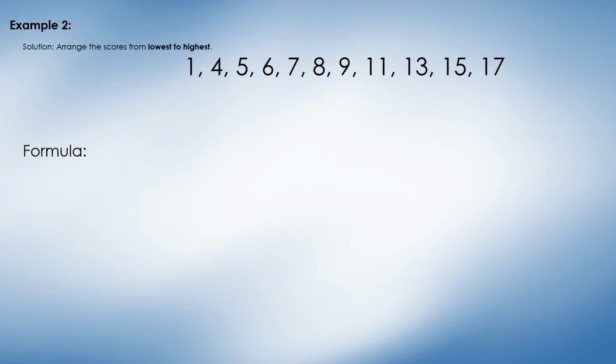Now, it is time to compute for the third quartile. So we will use the formula: third quartile is equal to 3 over 4 multiplied by the sum of n and 1. So this time, I want you to compute for the third quartile. You will pause this video for a while, and if you have an answer, you may continue watching this video.